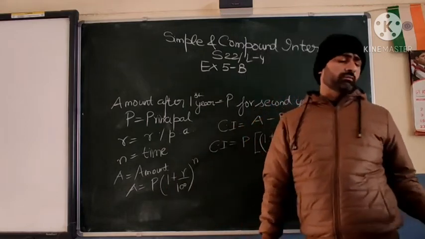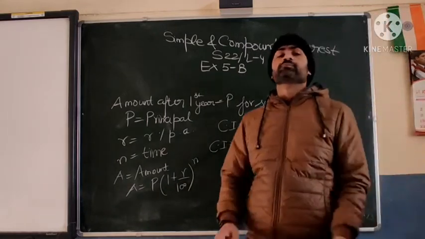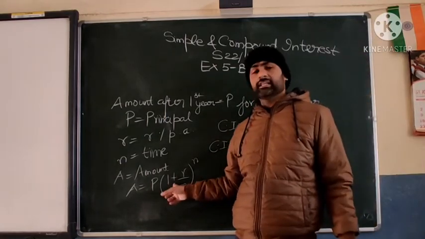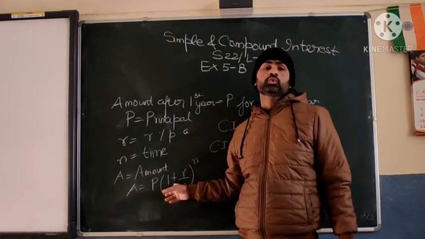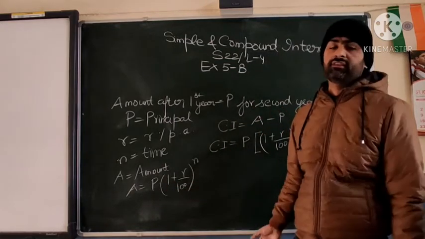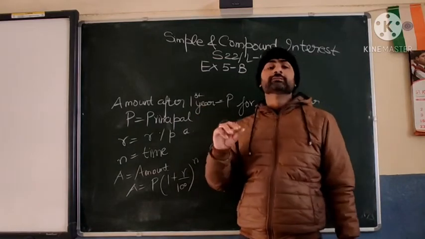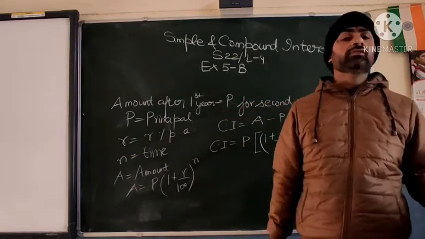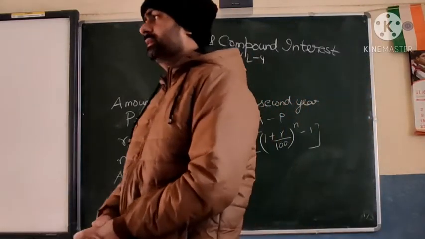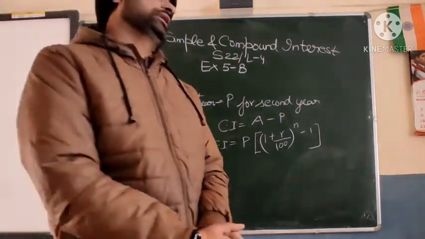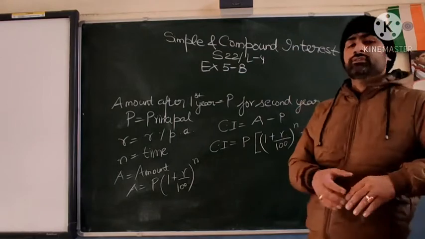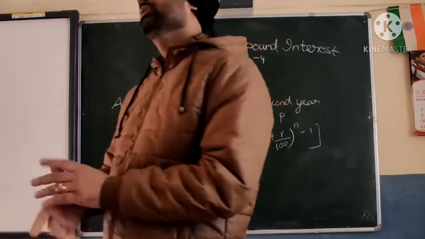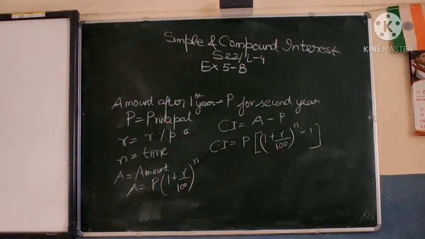Now this compound interest formula can also be used for exercise 5C, growth and depreciation. See here, we are using a plus sign. That means the new amount is always more than the previous amount. That means after 1 year, the principal is more in the second year. But what if the value of something keeps on decreasing? Like if you have purchased a new phone for rupees 15,000, then with the passage of time, the value of something keeps on depreciating.